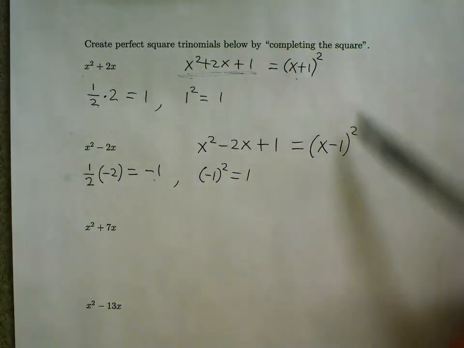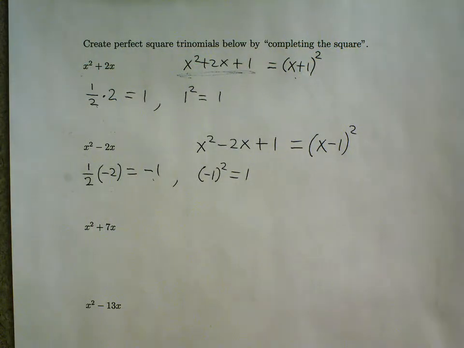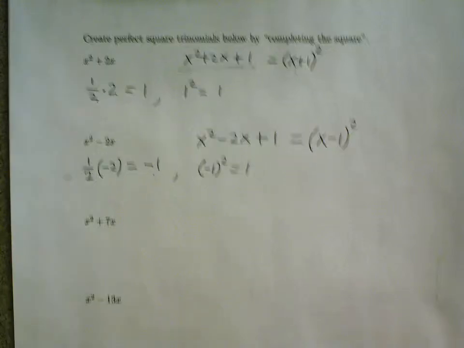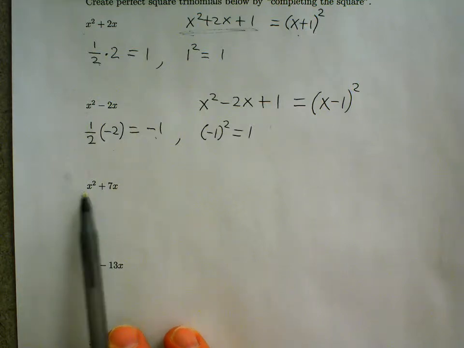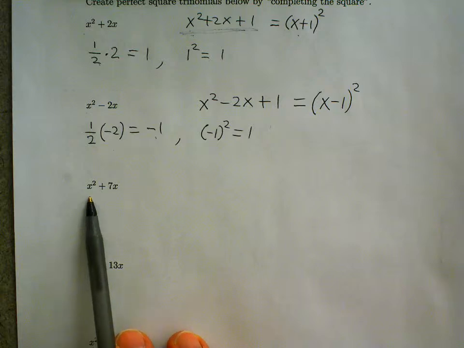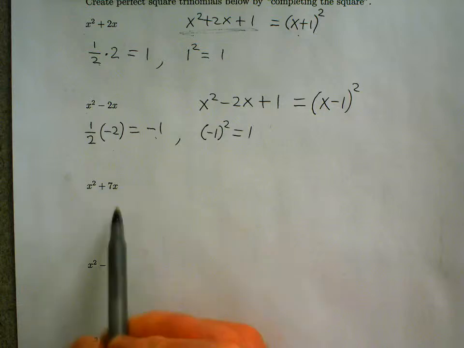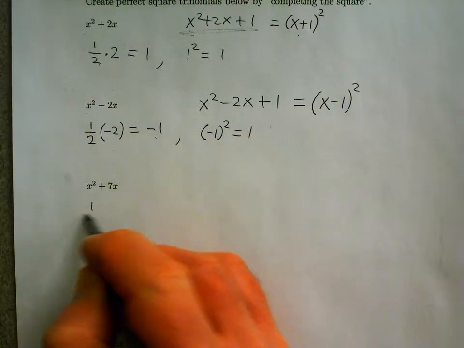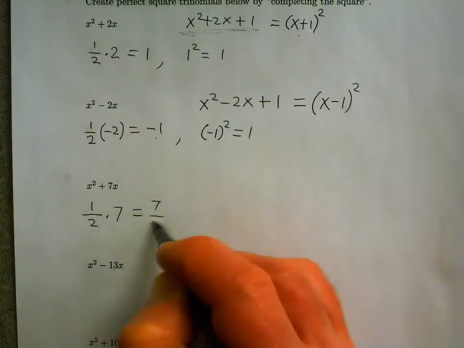So when creating perfect square trinomials of this sort, it's the same process. Okay, so the next example, x squared plus 7x. The coefficient of x squared is 1. Then we take 1/2 of the coefficient of x. The coefficient of x here is 7. So 1/2 times 7 is 7/2.